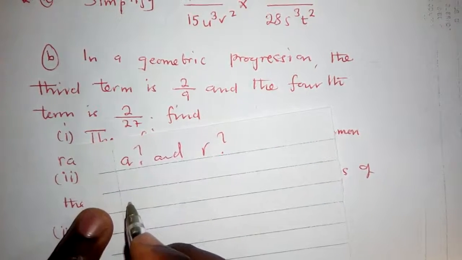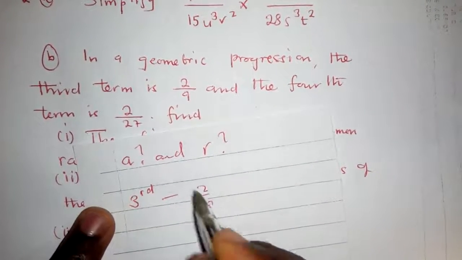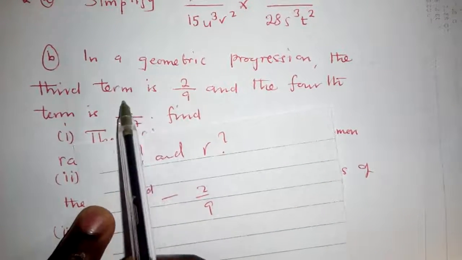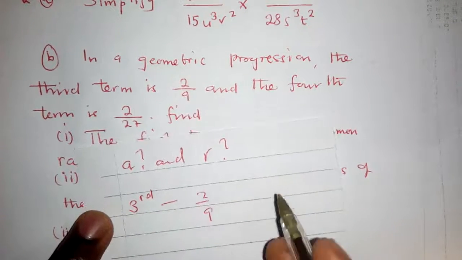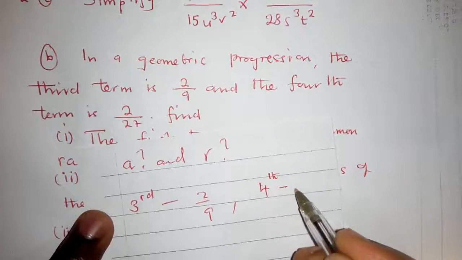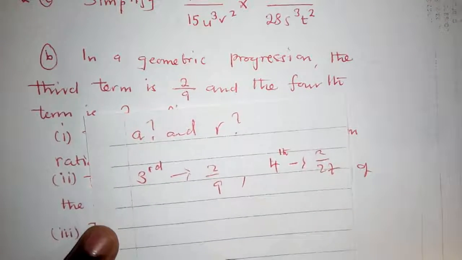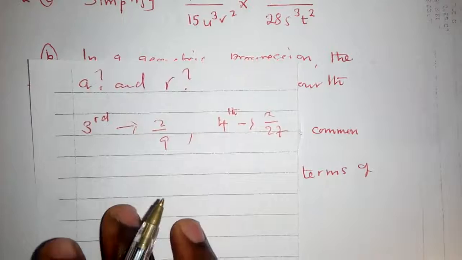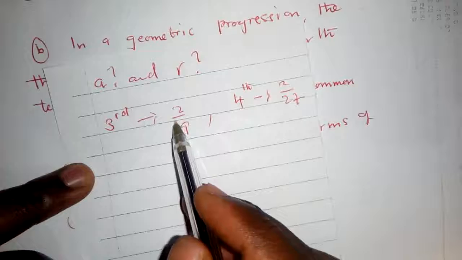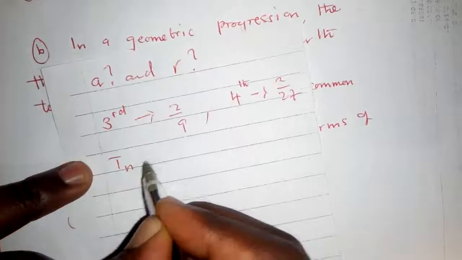They have said the third term is what? It's 2/9. Over here they have said the third term. Okay, they have said the third term is 2/9, and then the fourth term is what? It is 2/27 over here. So we can solve for these two by following what we've been given here. They've said the third term is over here and the fourth term is here. So for us to find this, we use the nth term formula.